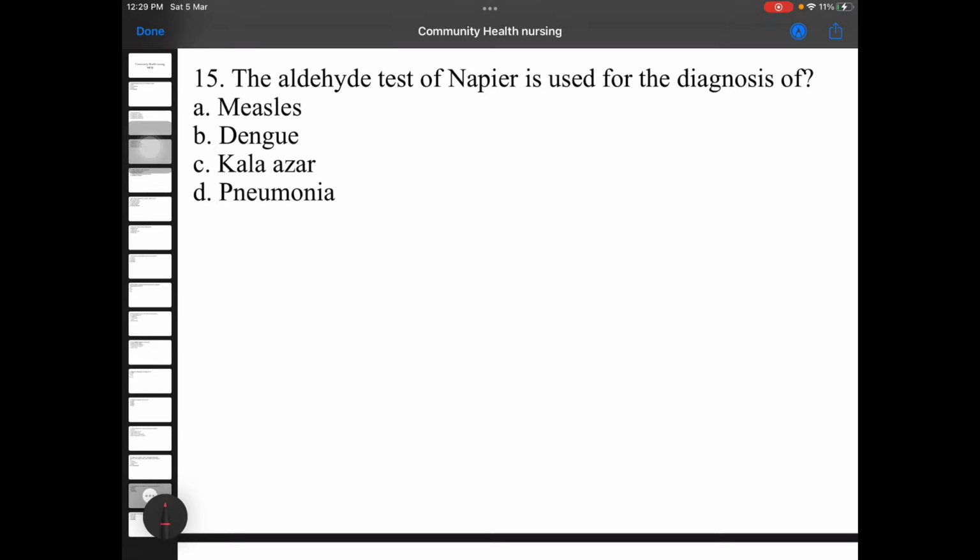Question number 15. The aldehyde test of Napier is used for the diagnosis of option A, measles, option B, dengue, option C, Kala Azar, option D, pneumonia. So this aldehyde test is used for the diagnosis of Kala Azar. So the correct option here is option C, which is Kala Azar.